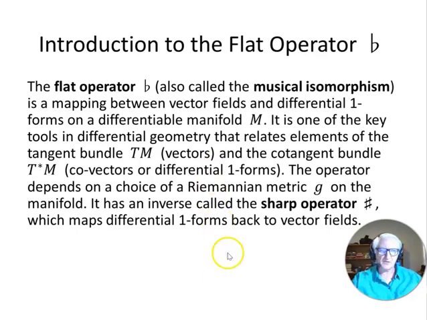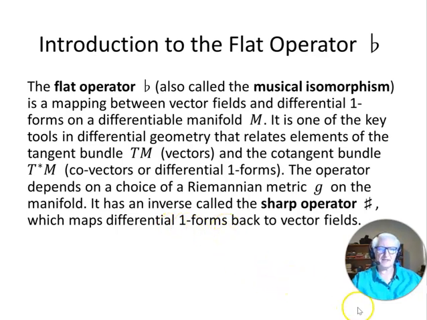So the flat operator, also called the musical isomorphism, is a mapping between vector fields and differential one forms on a differentiable manifold M. It is one of the key tools in differential geometry that relates elements of the tangent bundle, TM, vectors that is, to the cotangent bundle, T*M, covectors or differential one forms. Now the operator depends on a choice of a Riemannian metric g on the manifold. It has an inverse called the sharp operator, which maps differential one forms back to vector fields.